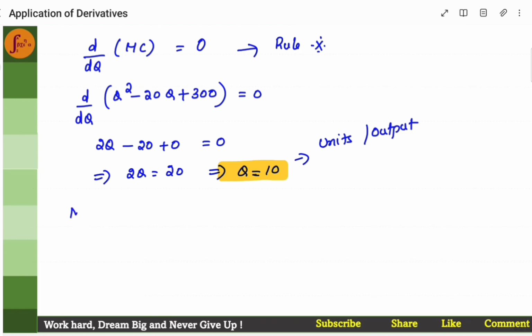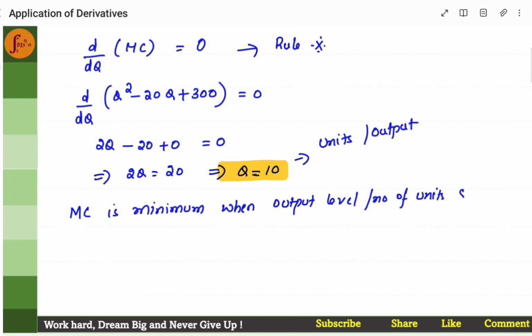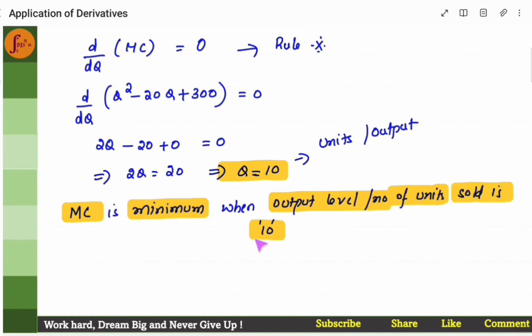So I can say marginal cost is minimum. Marginal cost is minimum when output level or number of units sold is 10. I can say this: marginal cost is minimum when output level or number of units sold is 10.